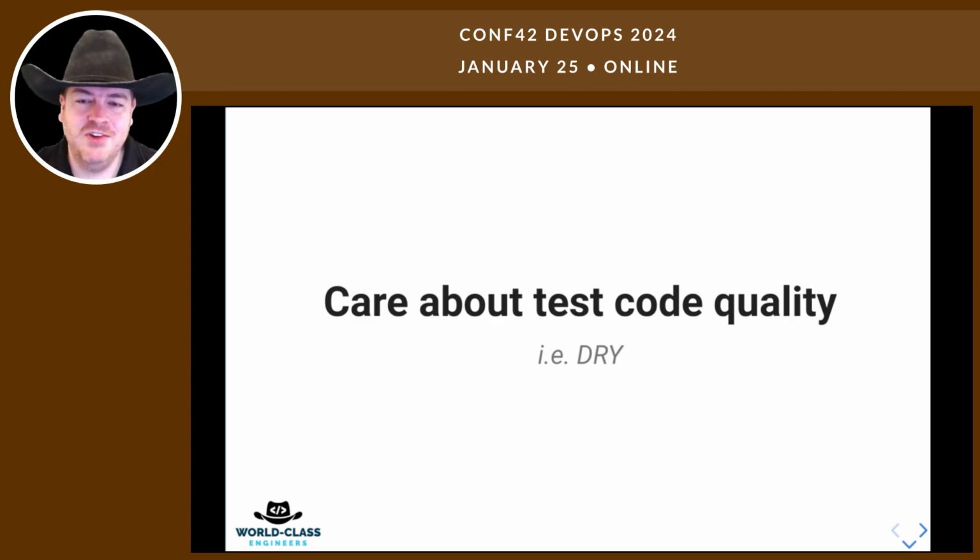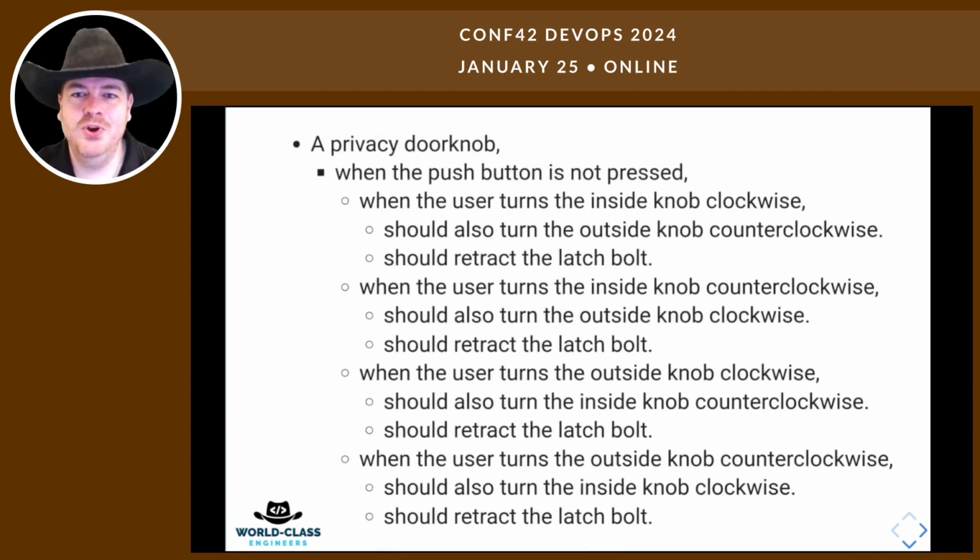We don't want everything to be so overly wordy that we can't really scan through and understand what is happening and what the actual requirements are. So let's restructure it to reduce the duplication. We have a privacy doorknob when the push button is not pressed, when the user turns the inside knob clockwise, and then we have two different outcomes that we are expecting. Should also turn the outside knob counterclockwise and should retract the latch bolt. This format is way more palatable already, and allows you to kind of group things that are set up the same way.